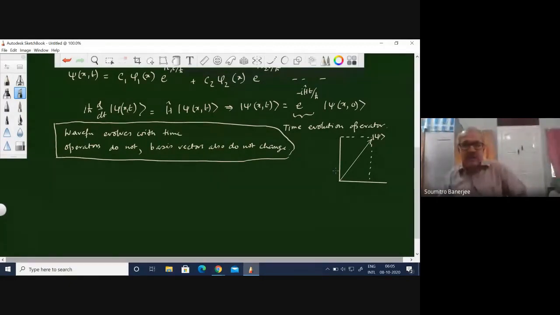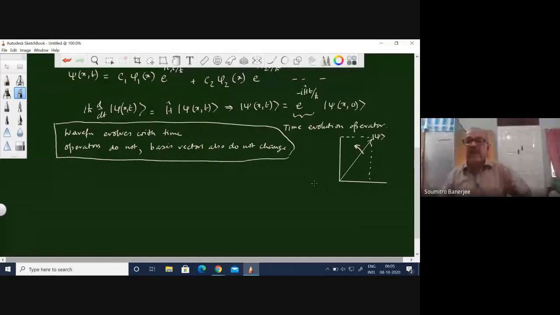Now, as time progresses, this one changes. So this one actually moves, goes to another position. So the probabilities of various observations also change. As it moves, at some point of time, the probability of observing this eigenvalue will become 0, while we'll be able to observe this eigenvalue with 100% probability, and so on and so forth. As psi changes, the probabilities also change.